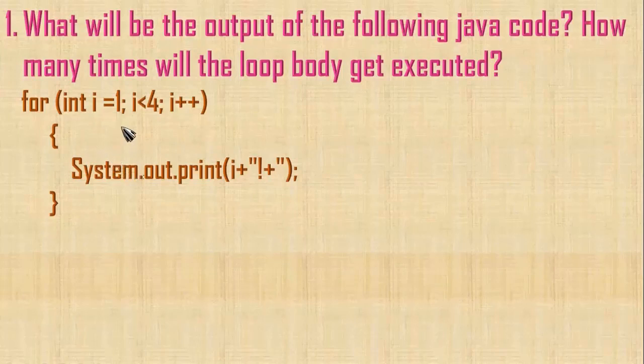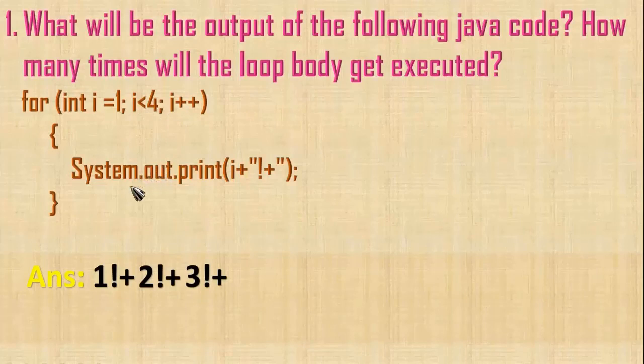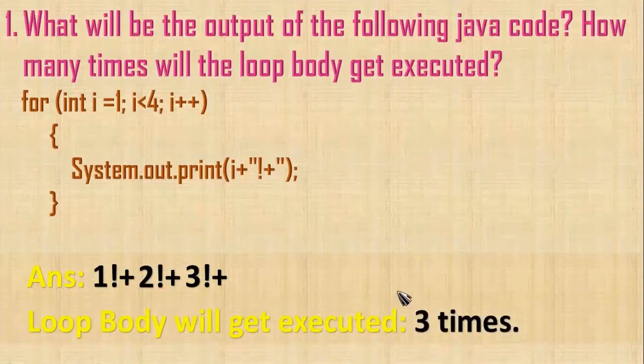When i is 1, it is true, so it will print 1 exclamation mark plus, and then it gets increased to 2, again it is true, so now i's value is 2, so it will print 2 exclamation mark plus. Then again it is getting increased, 3 exclamation mark plus. When it becomes 4, it is false, it will come out of the loop, so it stops. This will get executed 3 times.